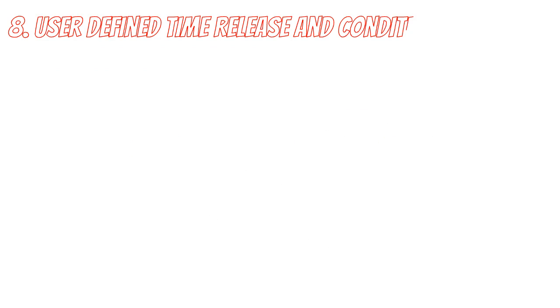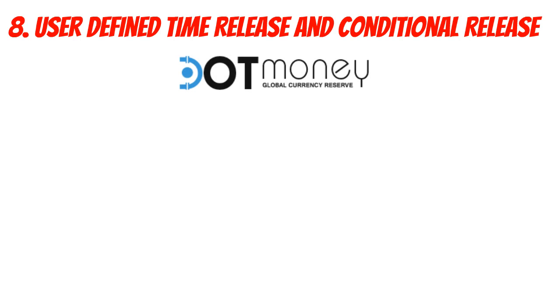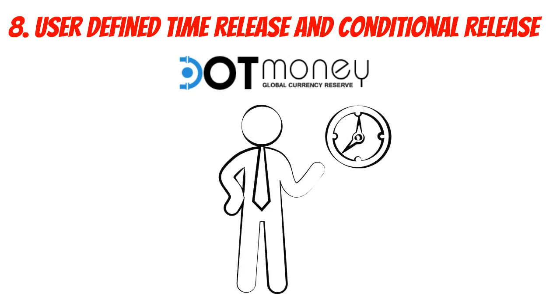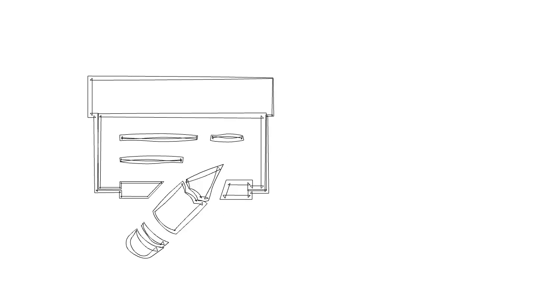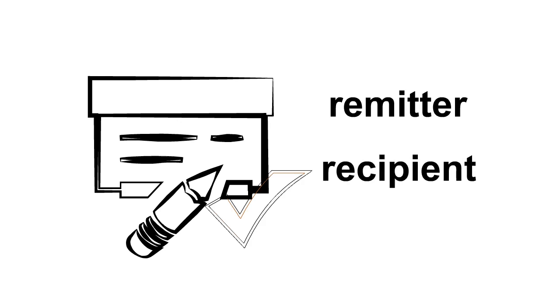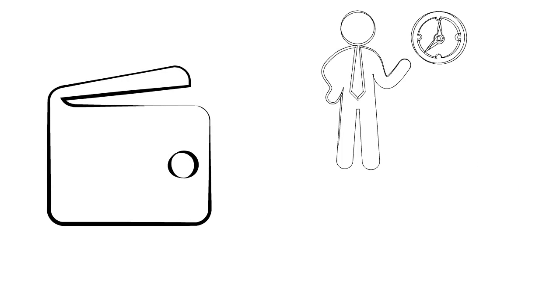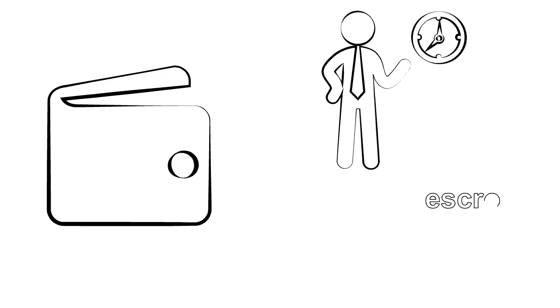8. User-defined time release and conditional release. Users who spend DotMoney may also program their own time releases into the DotMoney that they exchange. Now, when a mutual agreement exists between the remitter and recipient, then, upon acceptance of the time-released DotMoney, the recipient can only spend the DotMoney after a specified date or after a specified condition exists, such as escrow, buyer protection.